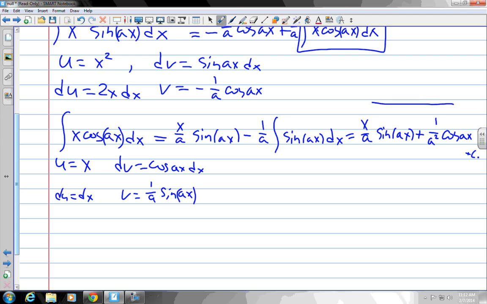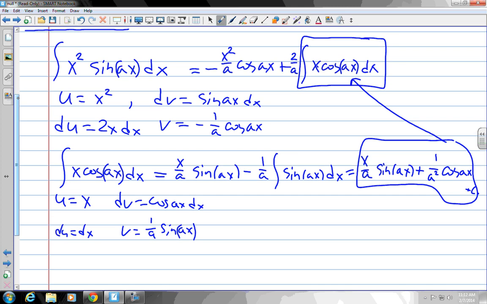So this part takes the place of that in our previous integral. Right? Because we did that one on the side. Are you following that part?